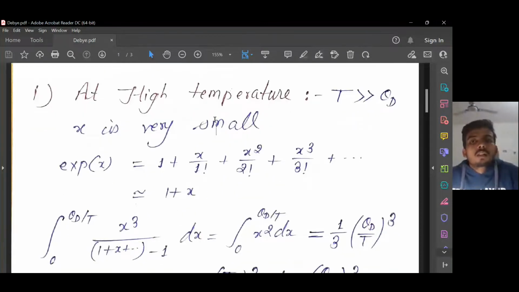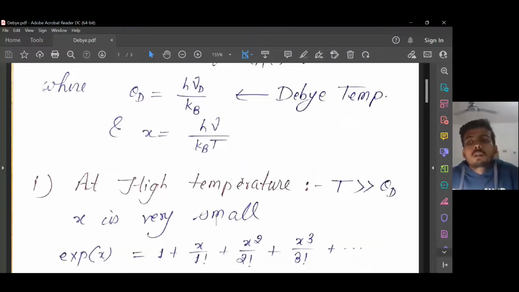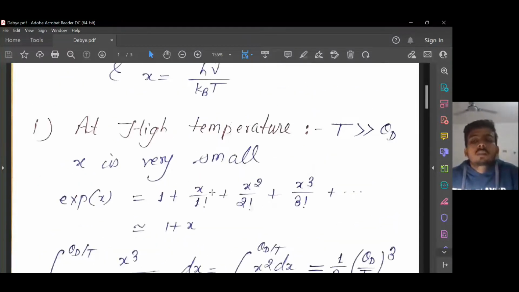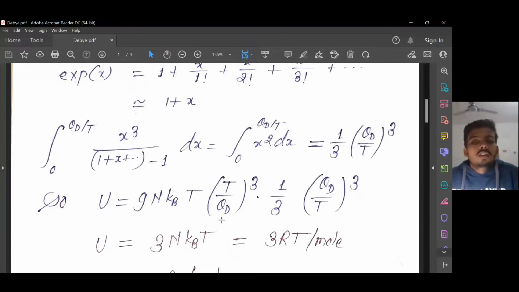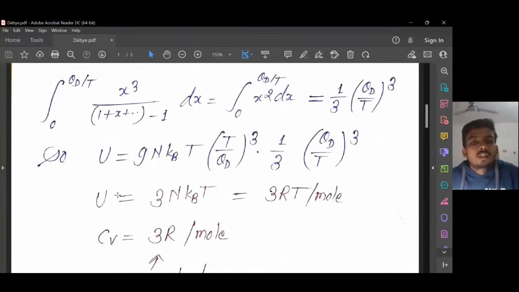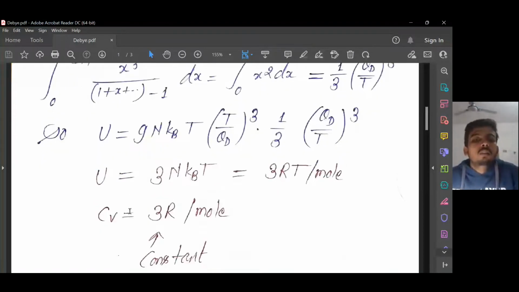Then we evaluate this integral with this higher temperature assumption, and the value of the integral comes out to be this, and the energy is now this relation, that is 3 n kBT or 3 RT per mole. So specific heat now is 3R, which matches with the Dulong Petit law and also matches with the experimental findings, and this is constant.